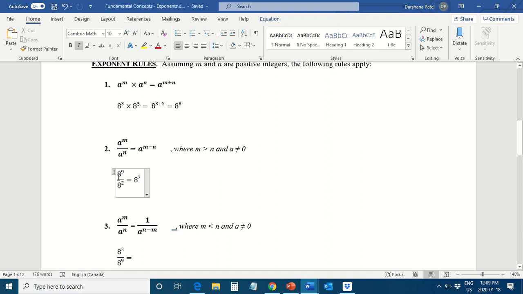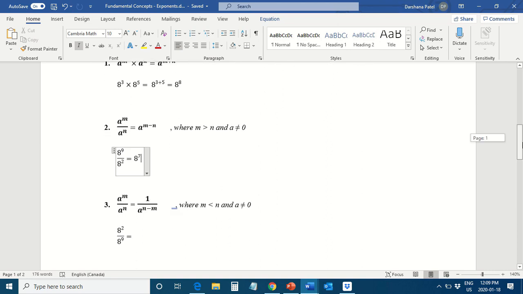Now, another way to look at this is, in the numerator, I have 8 multiplied by itself 9 times. In the denominator, I have 8 multiplied by itself 2 times. Cancel out 2 8s from the numerator with the denominator. I will have 7 more 8s remaining in the numerator.